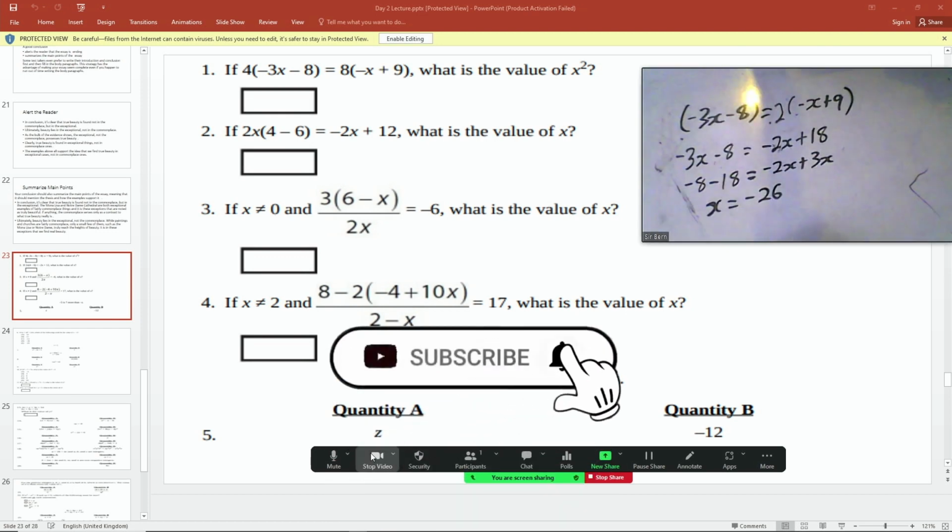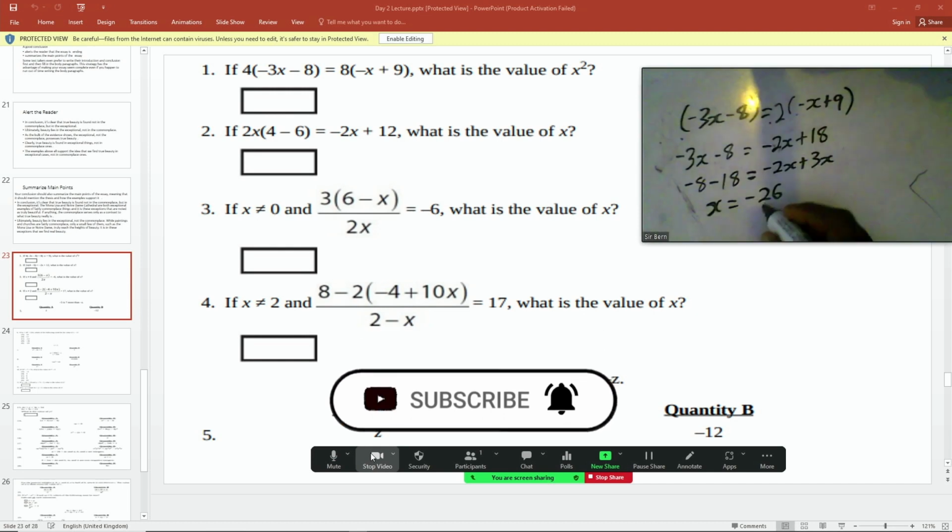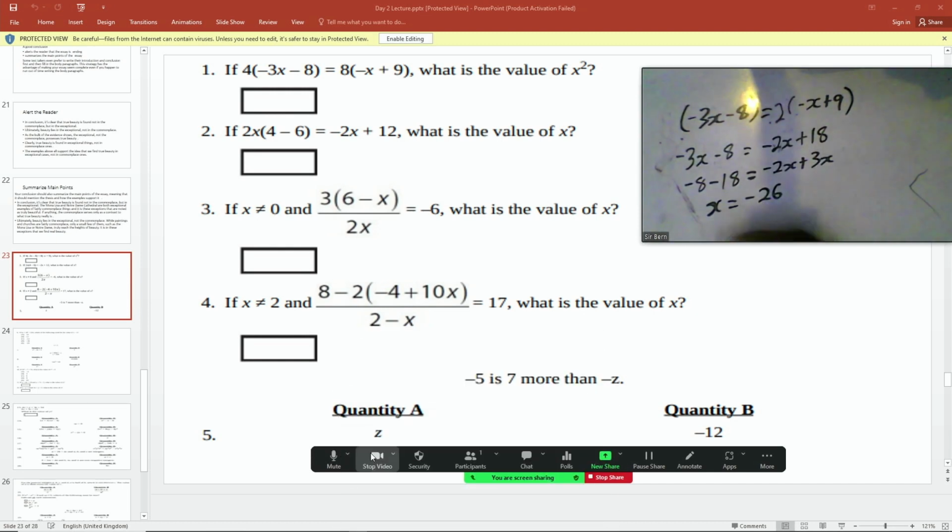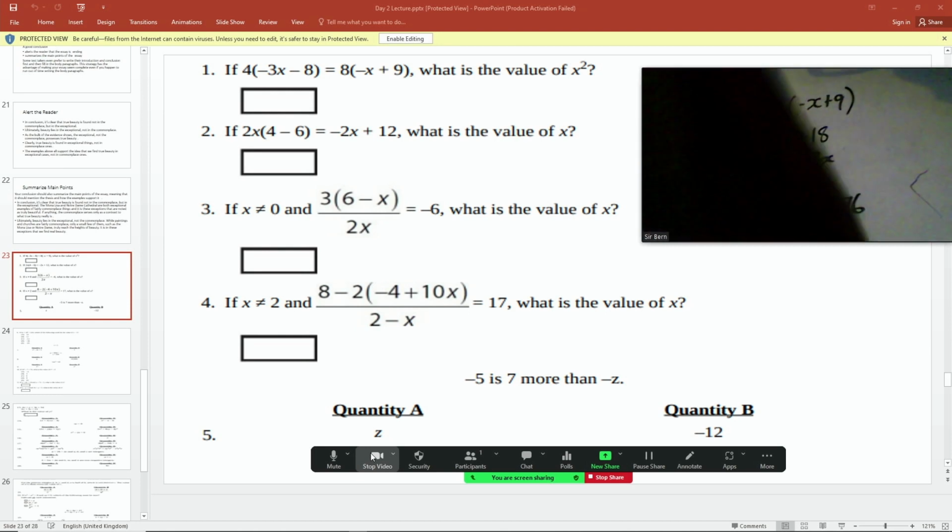But we are looking for x squared. So because we have x equal to minus 26, when you square that, x squared is equal to minus 26 squared, giving us 676. So we write this answer into the box that is given. Moving on to question 2.